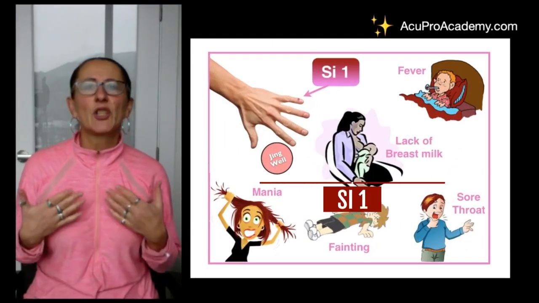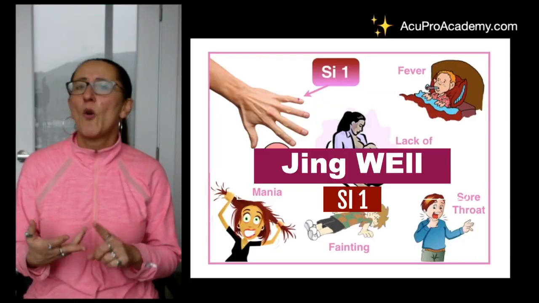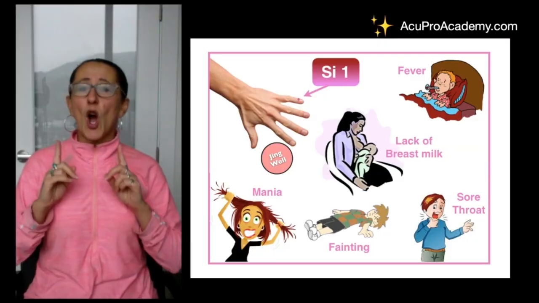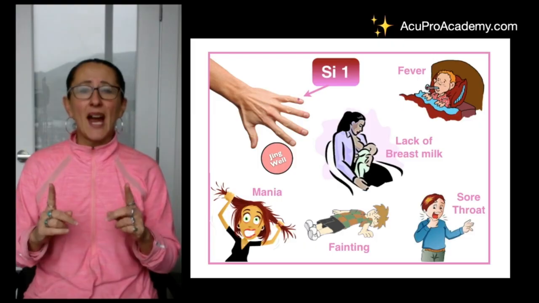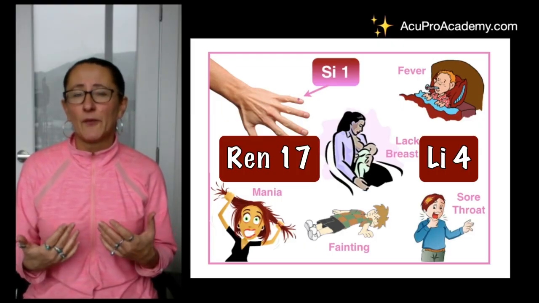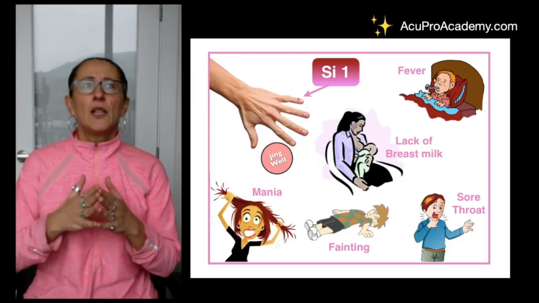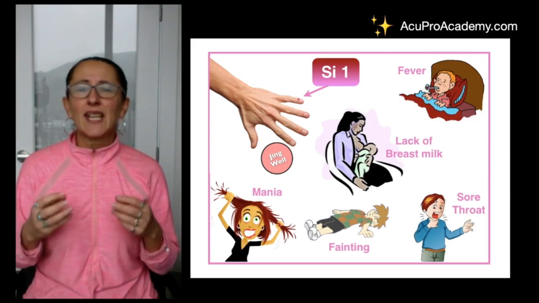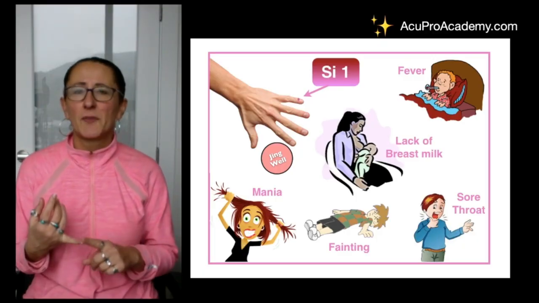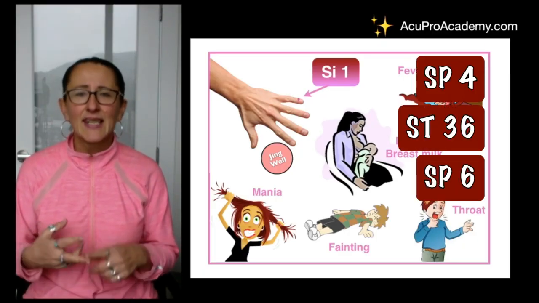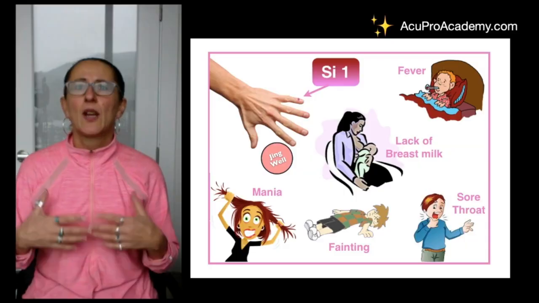Small intestine 1 is a Jing well point, which makes it perfect for fainting, fever, or manic behavior. However, it's also used for lack of breast milk, specifically combined with REN17 and large intestine 4 to get a better flow and better milk. Obviously, if the lack of breast milk is due to blood deficiency, we need to nourish blood as well with spleen 4, stomach 36, spleen 6, and obviously take formulas to enhance the blood nourishing purpose.